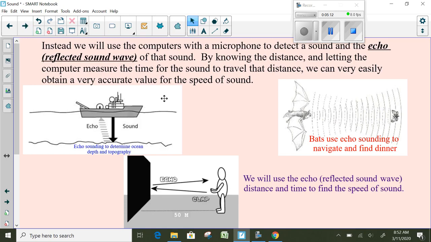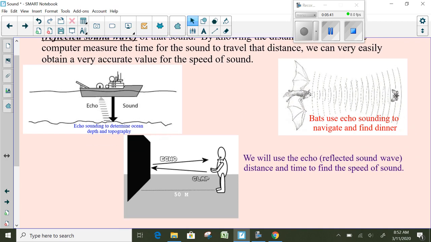Although this sounds really obvious, it's kind of important. When you make a sound, for example, ships will send a sound wave down to the bottom of the ocean. That sound takes time to travel down, hits the bottom, and comes back up. We can time how long it took to go down and come back up. The key thing is that it has to travel a distance down and then the same distance back, so you have to double the distance. Bats use this to find food. They send out sound waves that bounce off the food and come back, and the bat knows where the dinner is.